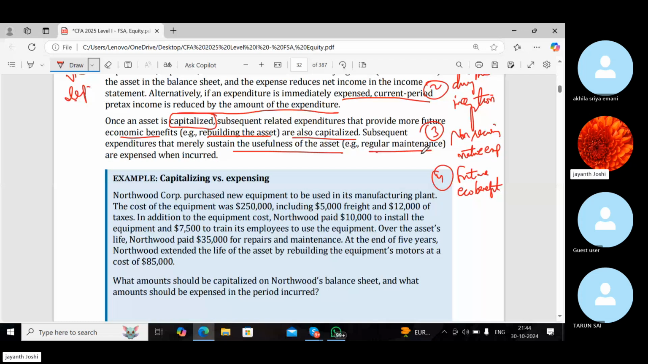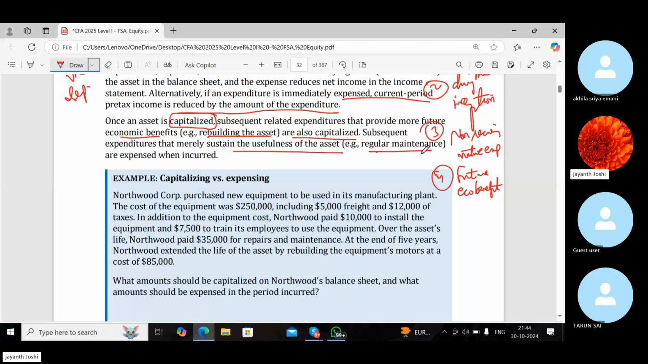Okay, see, one thing you would not take is the 5,000 because the cost of equipment is 2,50,000. That includes the 5,000 freight and 12,000 of taxes. So these two are a part of this. That means 17,000 is all inclusive in this. So we will not take these two again. They will give you questions to confuse.